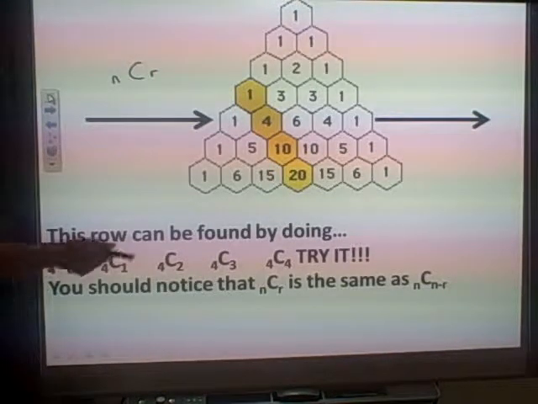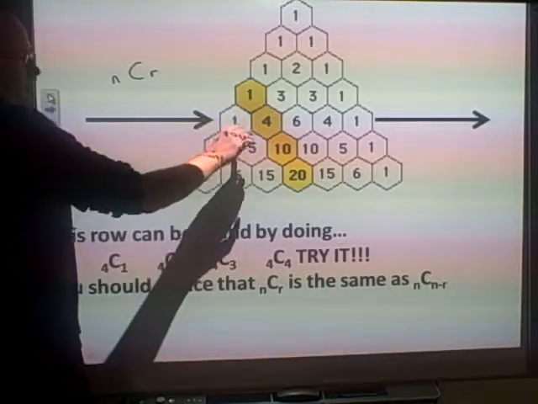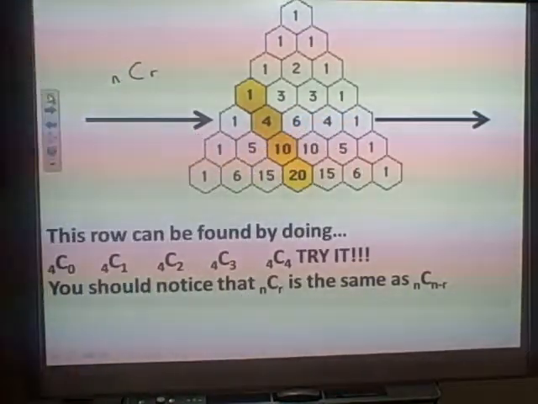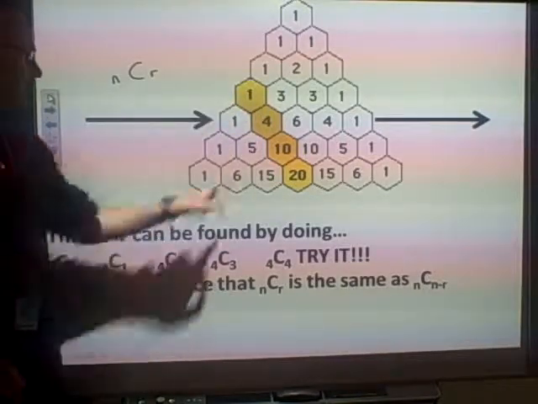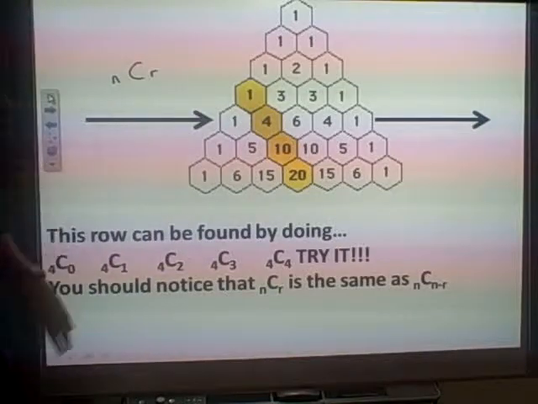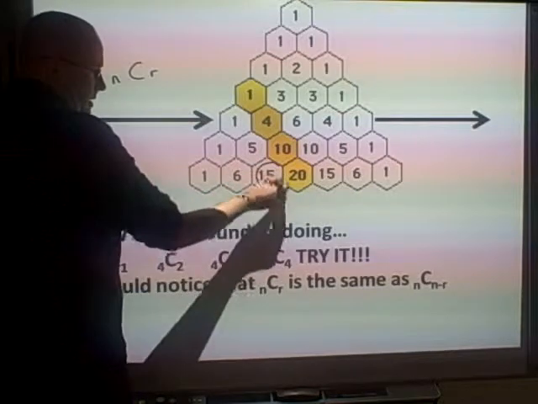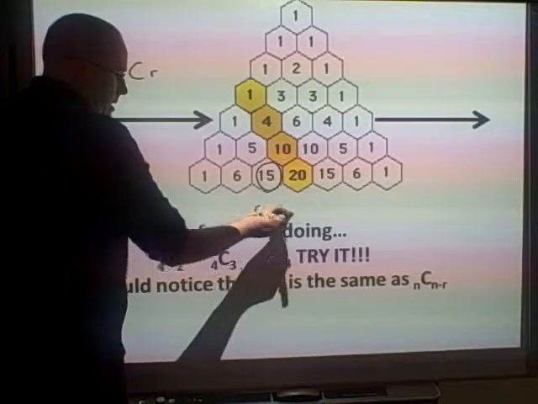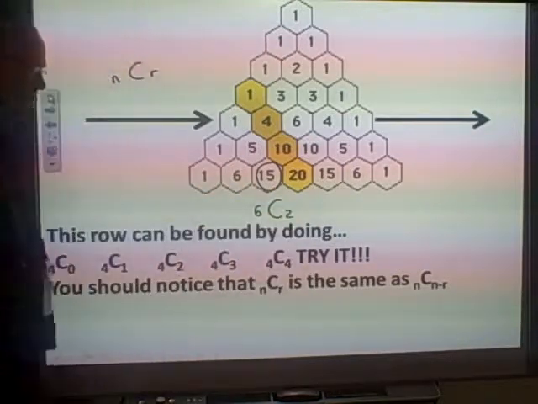Now, for a particular row, the number that starts with 4, then the first number is 4C0, 4C1, 4C2, 4C3, 4C4, and so on. So you might want to try 4C0, make sure you get 1, 4C1, you get 4, 4C2, you get 6, and so on. And if you want to experiment on a different row, if you want to figure out what a particular number is, say like this one here, so the key number here is 6. So 6C0, 6C1, 6C2.